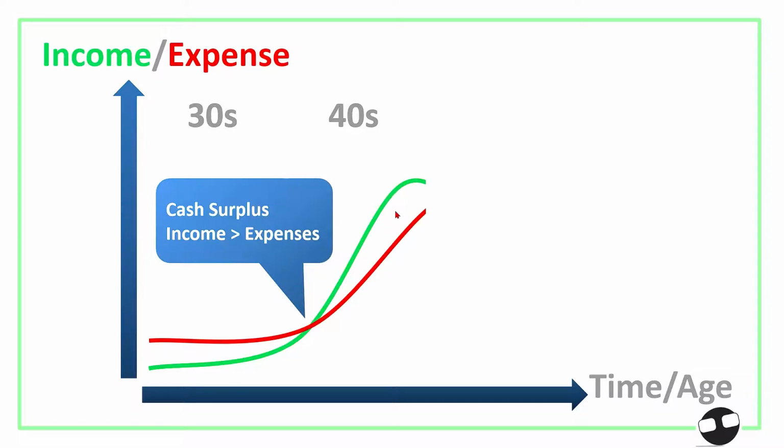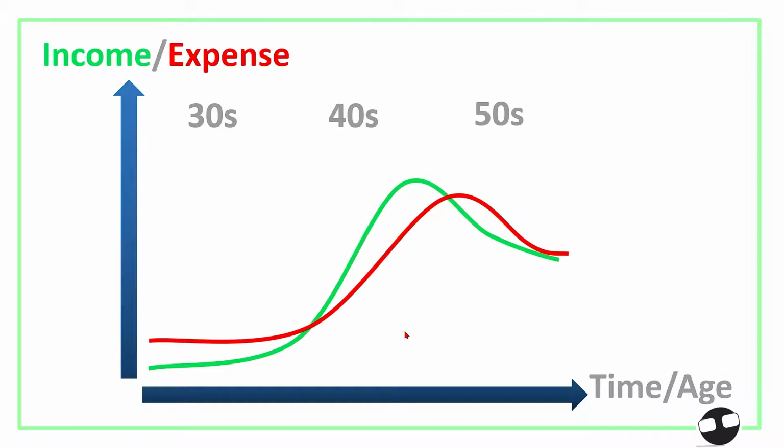So pagdating mo sa 40s, you will have this gap, this cash surplus, but you have to be careful. Kasi it's a very limited time. It could span only for, let's say, 15, 20 years. And after that, sa next stage natin, that will be our 50s, nagkakaroon ng another crossover.